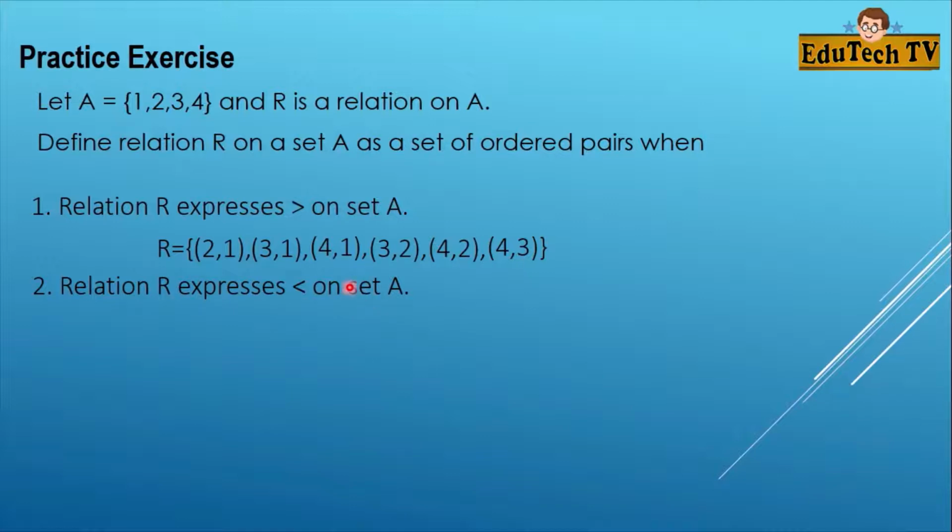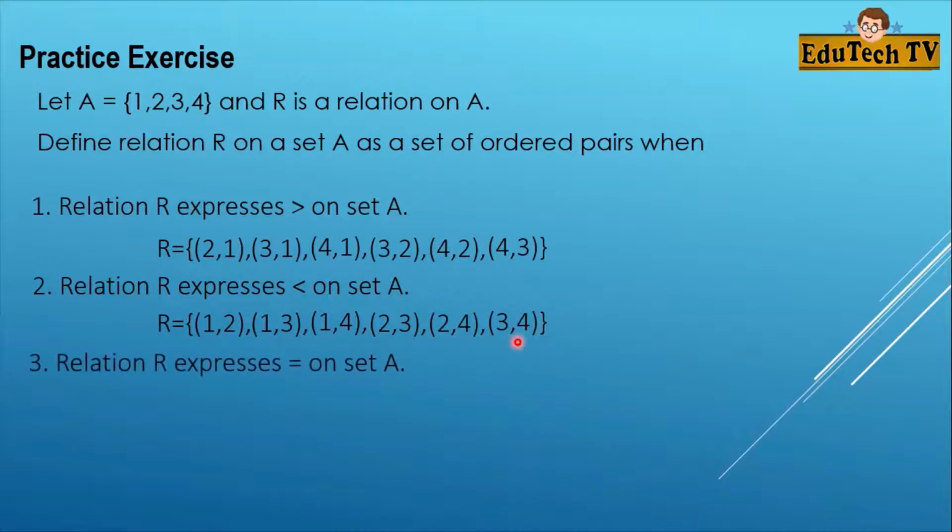Next, relation R expresses less than on set A. So the opposite of number 1. Since 1 is less than 2, then it is one of the ordered pairs in the relation. Next, we have also 1, 3, 1, 4, 2, 3. We have also 2, 4, then 3, 4. Next, how about the relation R expresses equal on set A, meaning they must be the same. Of course, we have 1, 1, we have also 2, 2, 3, 3, and then 4, 4.